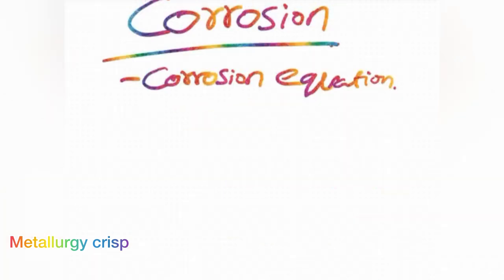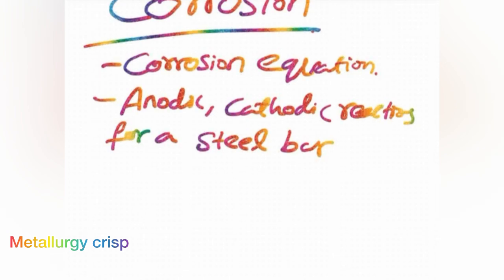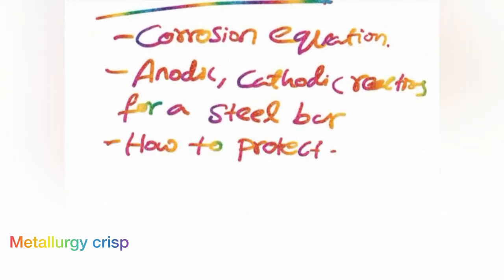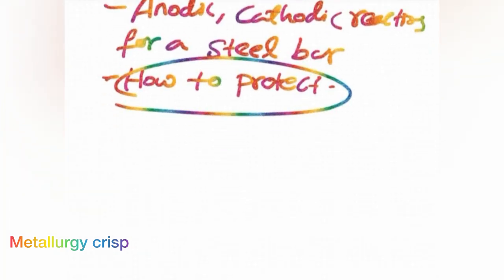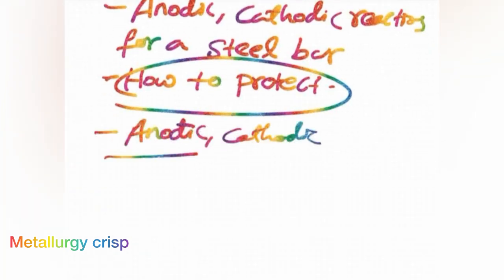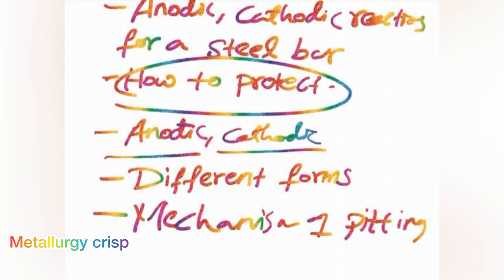From corrosion, first write down the corrosion equation. Then write anodic and cathodic reactions for a steel bar during corrosion. Then how do you protect the steel bar from corrosion? What are anodic and cathodic protection methods? Then what are different forms of corrosion? Mechanism of pitting corrosion. So these were all the questions asked in that interview.